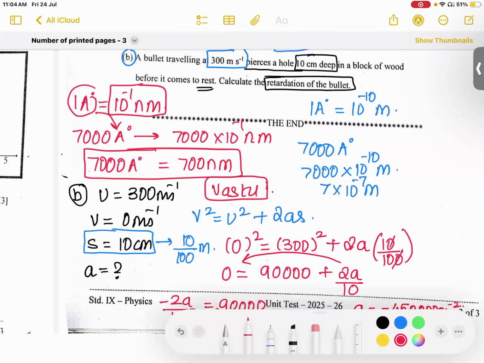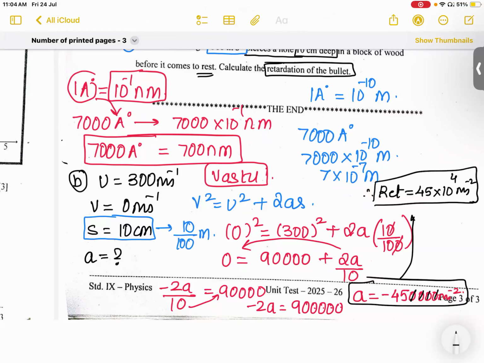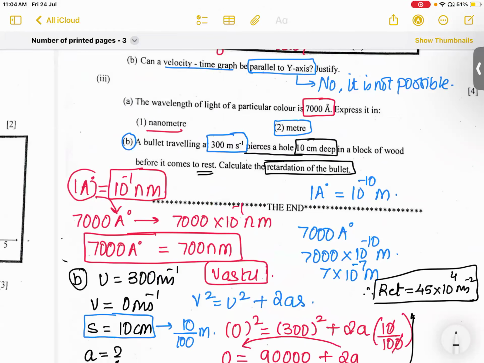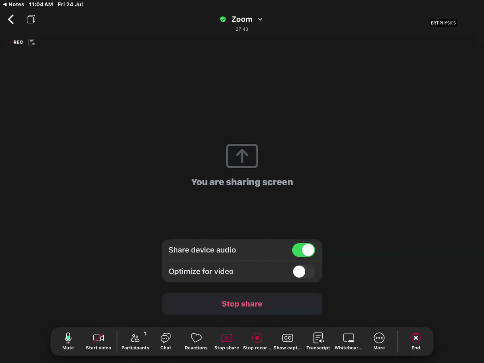Now, since they are talking about retardation, guys, can retardation be negative? No, right? So I will conclude my answer saying that therefore retardation is equal to 450000 meter per second square. Easy peasy. This is your paper, guys. See, so simple, so easy. Not that complicated questions were asked. All basic questions were given to us.